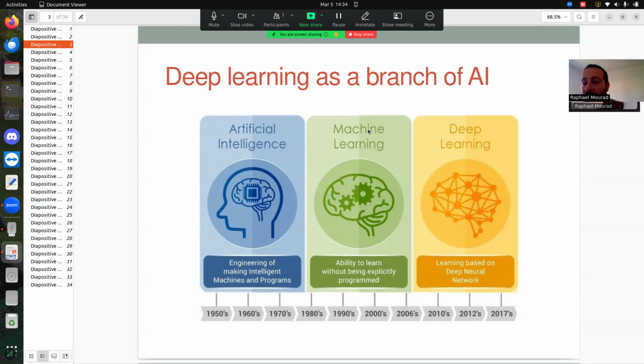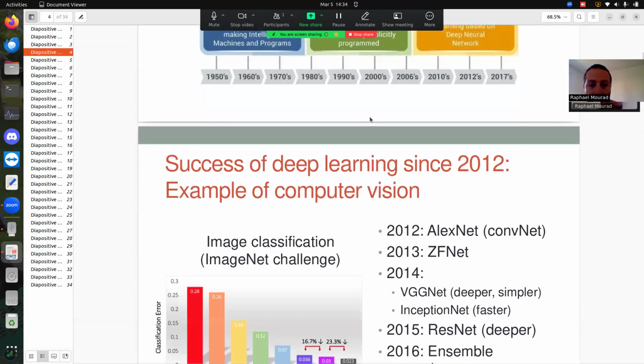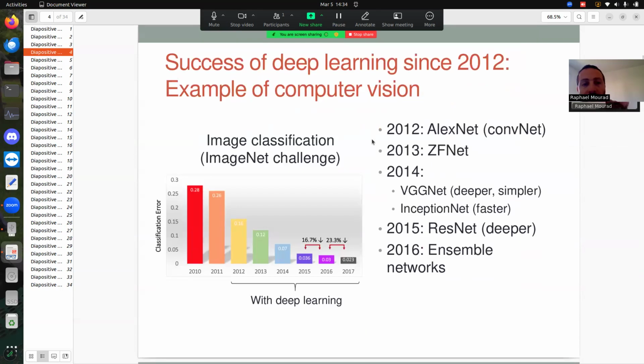And then from 2010 to now, there has been a very important development of specific machine learning algorithms called deep learning algorithms, which correspond to very deep neural networks. There has been a very important success of deep learning since 2012. For instance, take computer vision with the ImageNet classification challenge. Before 2012, when you want to predict whether an image is a cat, a dog, a house, or a car, and you build a classifier predicting what is in the image, the error rate was quite high, 28% or 26%, down to 11%.